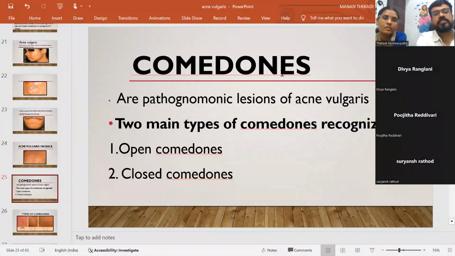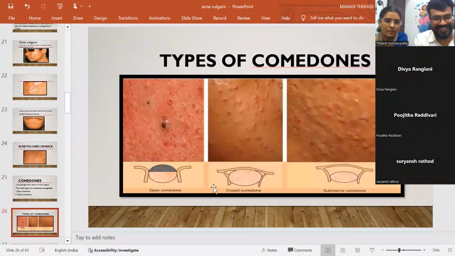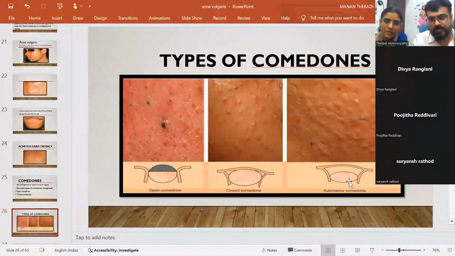Now the comedones. So comedones are pathognomonic, means the characteristic of acne vulgaris. So what are comedones? Generally, they are of two types. First is open comedones and second is closed comedones. And a third is also there, that is the submarine type. Here is the picture. This is open comedones, or generally we see it as blackheads. Here is closed comedones, we term as whiteheads. And this is the submarine kind of comedones, which are deep-seated. Here the superficial comedones are superficial. Here some layer of skin appears, and this is closed comedones.